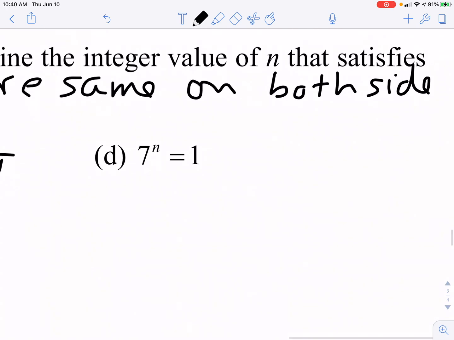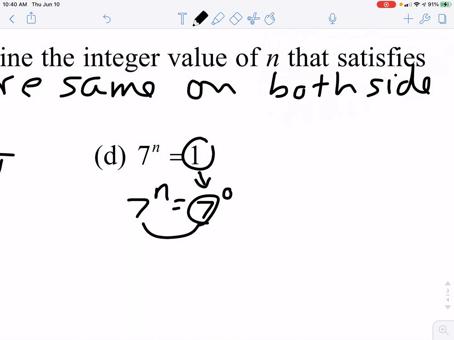7 to the n equals 1. Well, remember, anything that gets you 1 is anything to the 0 power. So I want to make sure we have a base of 7, right? So I'm going to rewrite 1 as 7 to the 0 power, because remember, anything to the 0 power equals 1. Why am I writing 7 to the 0 power? Because I want the bases to be the same, remember? And if the bases are the same, and 7 to the n equals 7 to the 0, then n must equal 0.